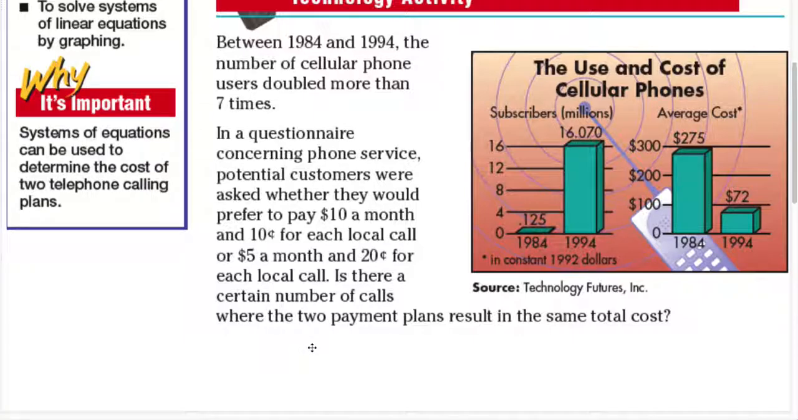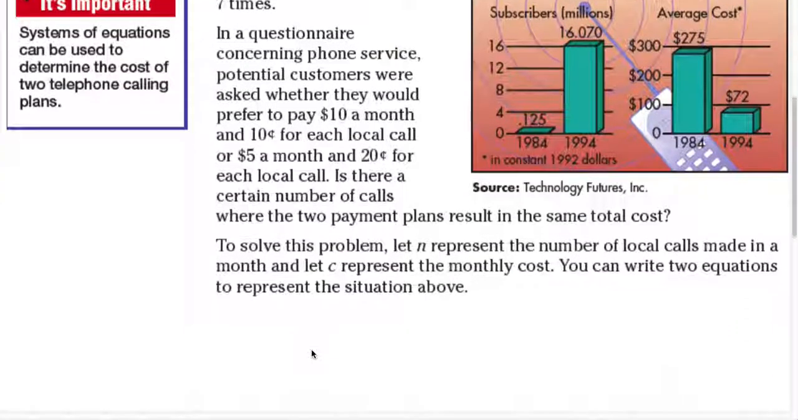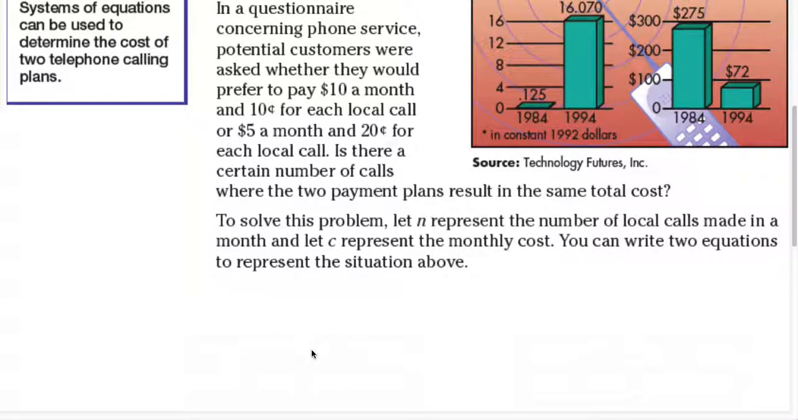Okay, so we look at the two plans. To solve this problem, let n represent the number of local calls made in a month, and let c represent the monthly cost. You can write two equations to represent the situation above. Plan 1: the total cost would be $10 a month and 10 cents per call. And the other one would be $5 a month plus 20 cents per call.